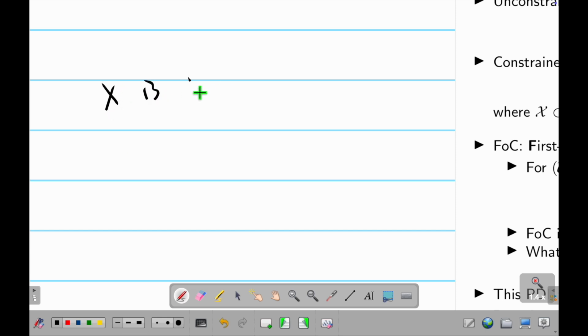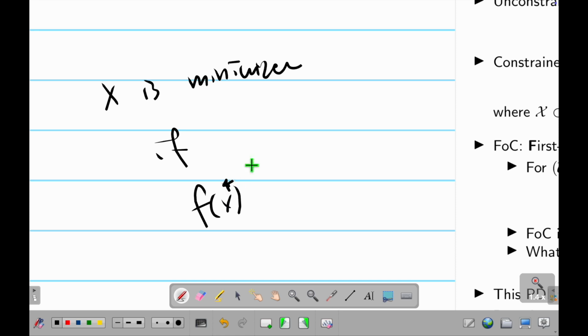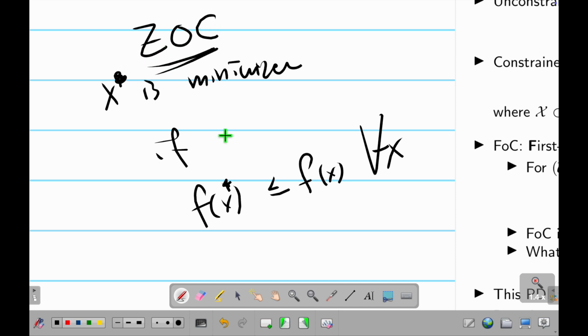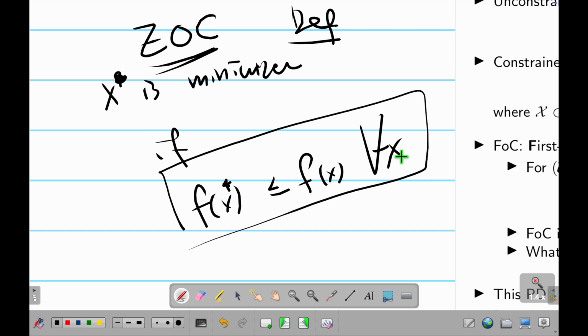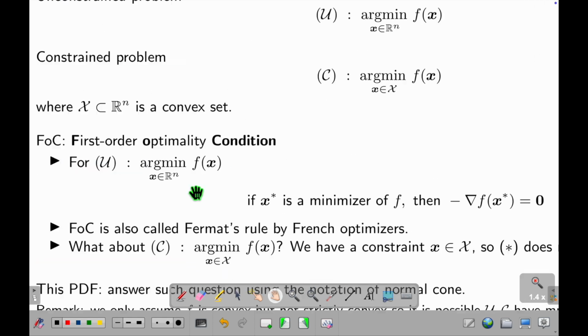So x star is a minimizer if what? F(x star) smaller than F(x) for all x, right? Definition, right? Then this is zero order optimality condition. Basically, this is the definition of what is the best x. Here's the problem. This is useless. Why? Because if you want to check this, you have to check for all x. Impossible. Better one is to do FOC.